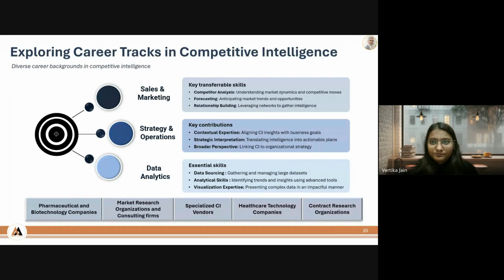Then you've got specialized CI vendors like Adamant Next. You've got others that actually specialize in competitive strategy. And you've got healthcare technology companies, and you've got even CROs, and you've got pricing organization companies. So you've got a vast amount of groups of, I guess, specialized companies that actually use competitive intelligence, competitive strategy in different forms and in different layers, with varied outputs.